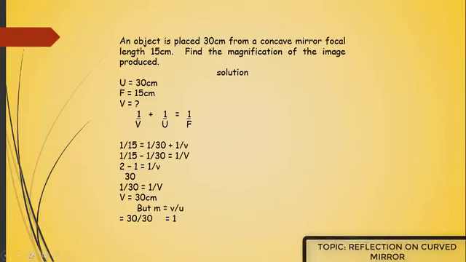Now, let's find the solution to the question on the slide. An object is placed 30 cm from a concave mirror that has a focal length of 15 cm, and we're asked to find the magnification of the image produced. Here the object distance is 30 cm and the focal length is 15 cm, and we need to find the image distance itself. So we use the expression 1/v + 1/u = 1/f.